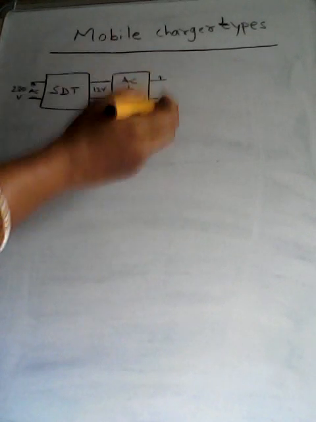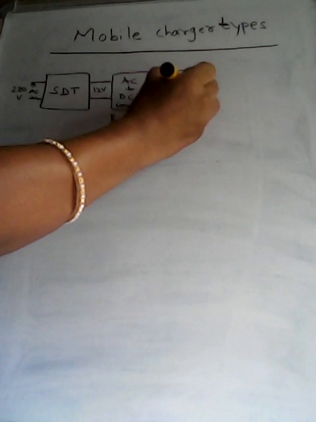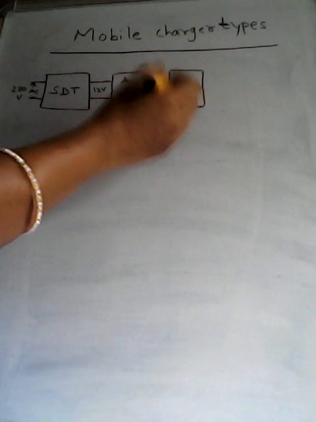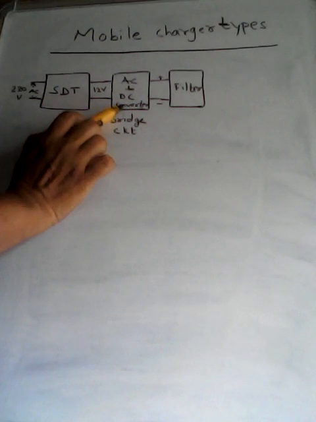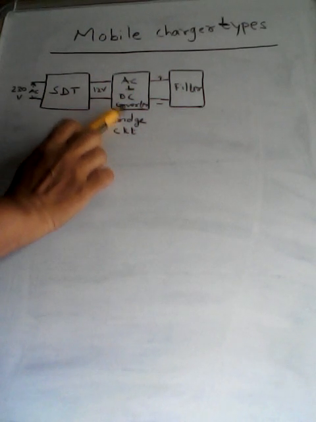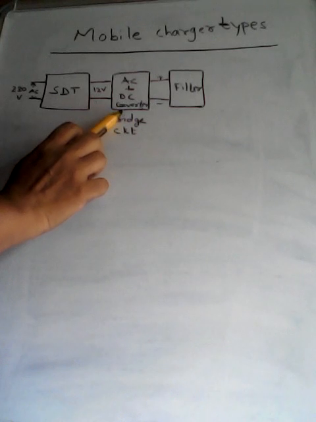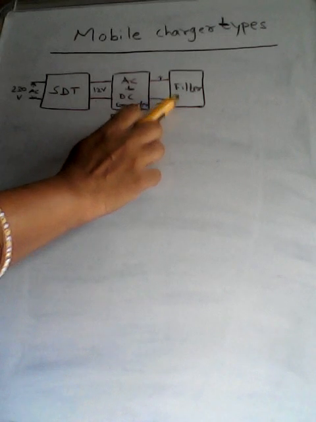So after bridge circuit, the next circuit which is required is called as filter circuit. The function of this filter is to remove the AC components present in the bridge rectifier. This AC to DC converter is not a pure DC converter. It contains some AC components which we call it as ripples. So these are removed by making use of filter.